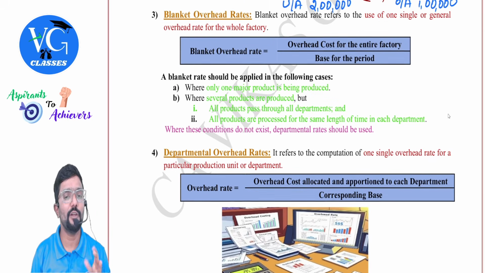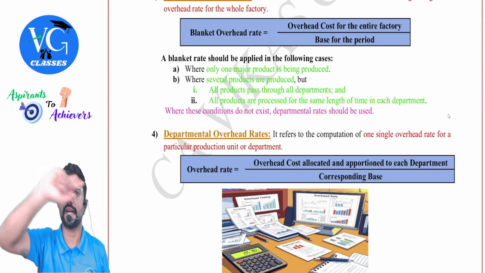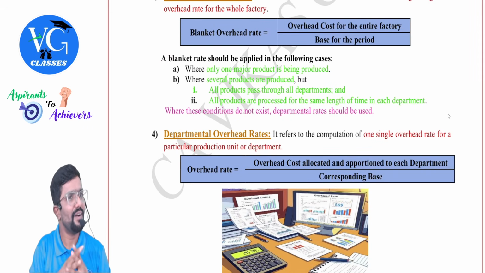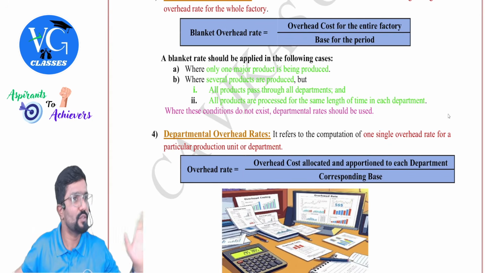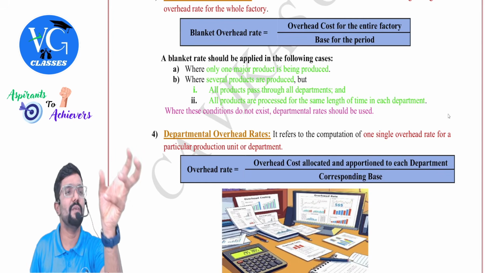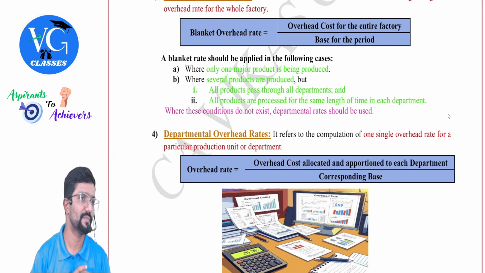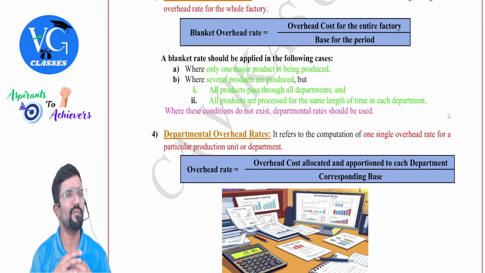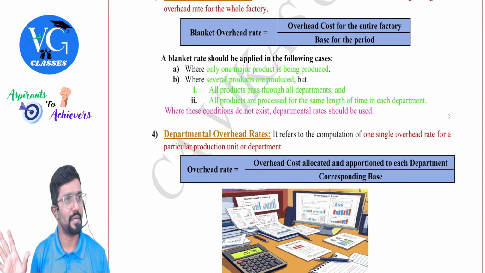Okay, sir. When do we follow the blanket rate, guys? A blanket rate should be applied in the following cases: where only one major product is being produced. Only one product we are producing on a continuous basis. Can I follow the blanket rate? Yes. All production departments are working on one product. Is each department producing separate products? No, sir. Everyone is producing the same product. P1 will do their work and send it to P2. P2 will do their work and send it to P3. P3 will complete. Or else, a second scenario, very rare to happen, but still theoretically given: where several products are manufactured. A multi-product company, but all products pass through all departments.